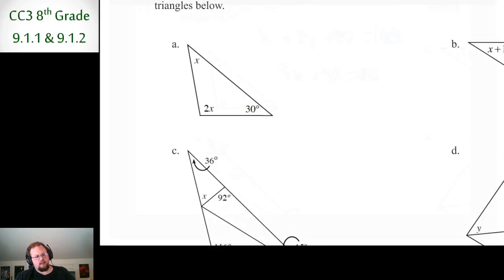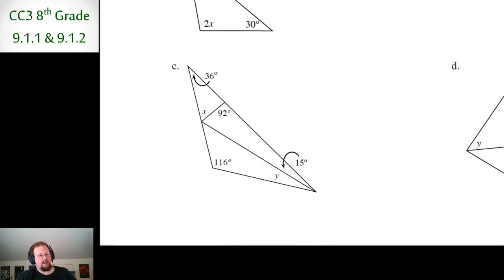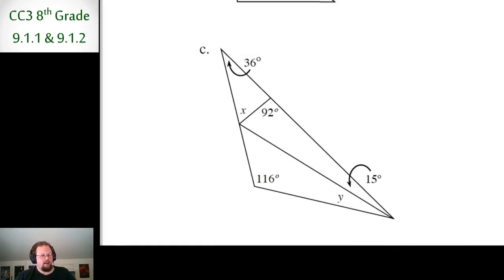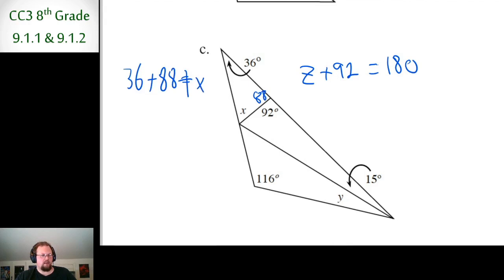You could even get really ugly, horrendous problems like this, where you're trying to find out missing angles in a triangle, and you throw in all the properties together. I can find this angle right here because that angle, which I'll call z, because I don't know it, plus 92 makes 180 degrees because they are on a line. I could then find missing angle x up here because this is 88. 36 plus 88 plus x equals 180. And then I get that.